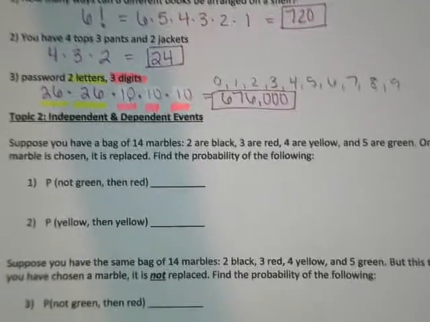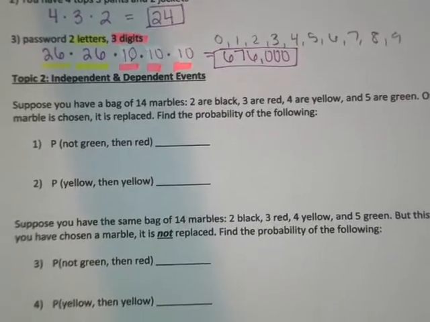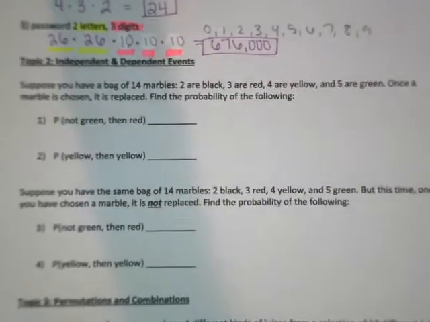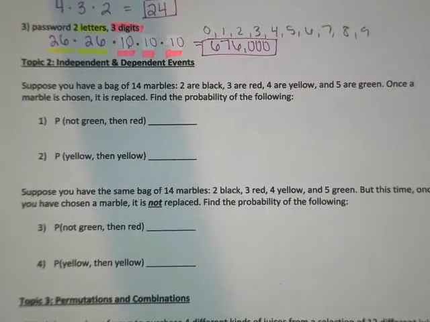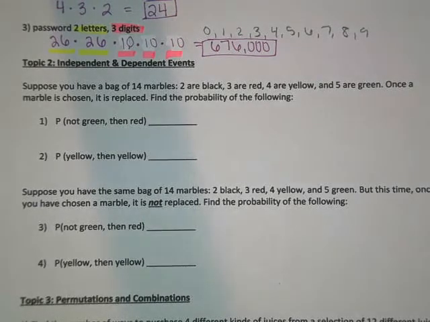All right, topic 2, independent and dependent events. So my statement says, suppose that you have a bag of 14 marbles, 2 are black, 3 are red, 4 are yellow, and 5 are green. Once a marble is chosen, it is replaced. Find the probability of the following.